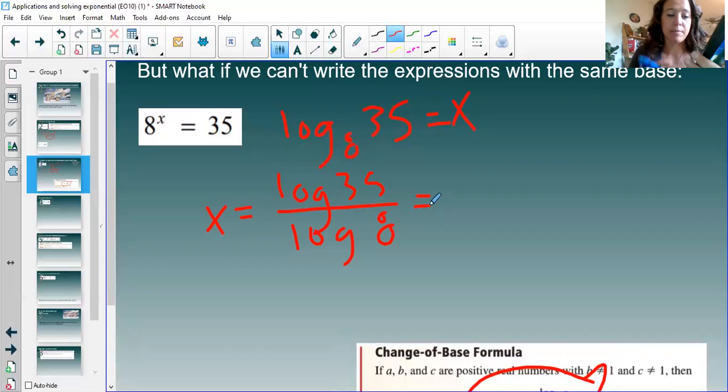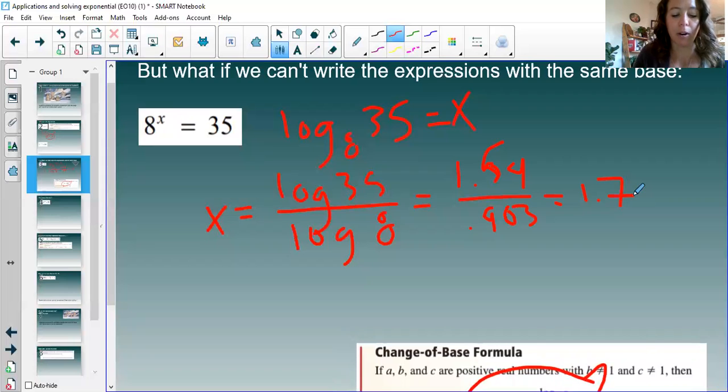Remember that you have your log button. So we're just going to press log of 35. And that's 1.54. And log of 8 is 0.903. Divide those things. 1.7. So in fact, 8 to the 1.7 power is 34.3, and we have some rounding in there. So we did that right.